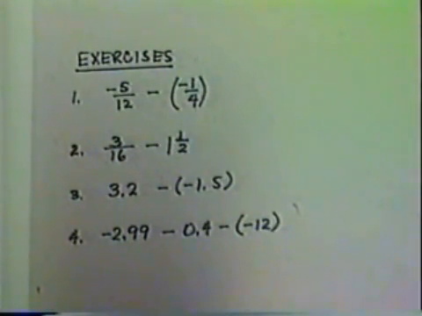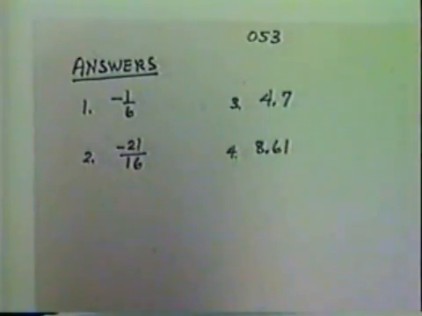Copy the exercises carefully, stop the tape, work the exercises, and then turn the tape back on to check your answers. Your answers should be negative 1/6, negative 21/16, 4 7/10, 8 61/100ths.